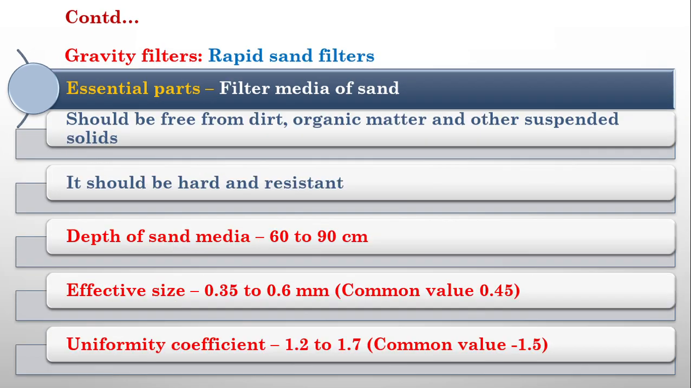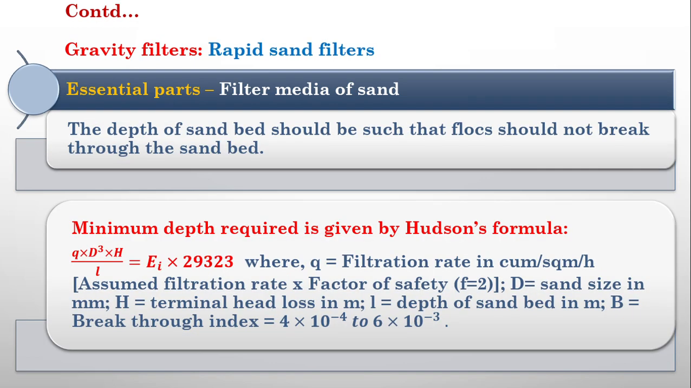Now the fourth part is the filter media. Filter media is again the same as that of a slow sand filter. Filter media is sand. Depth of the sand is 60 to 90 centimeter. Effective size is 0.45, we'll choose. Uniformity coefficient commonly is 1.5 for the sand. And again the depth of the sand layer will be calculated by using Hudson's formula, Q d cube into H divided by L. All the quantities are given here.